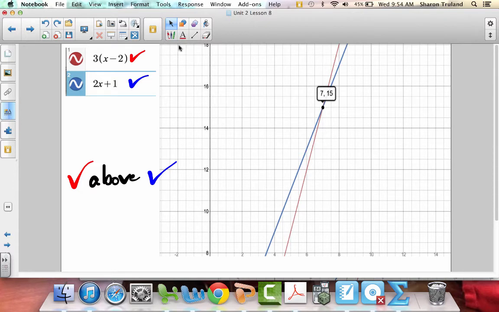And once again, notice it's only asking us about the x values. We don't care about the y values. Well, look at the point right here, 7. 7 is the point where the red line equals the blue line.